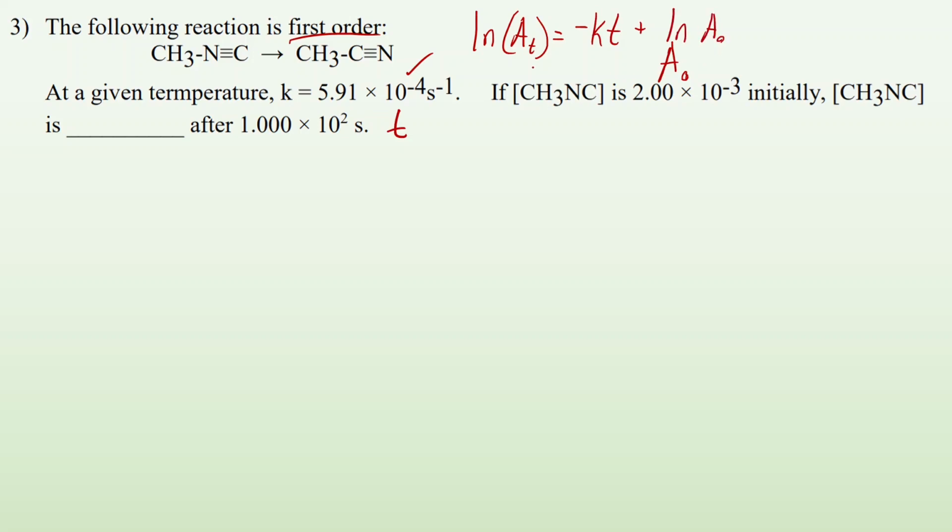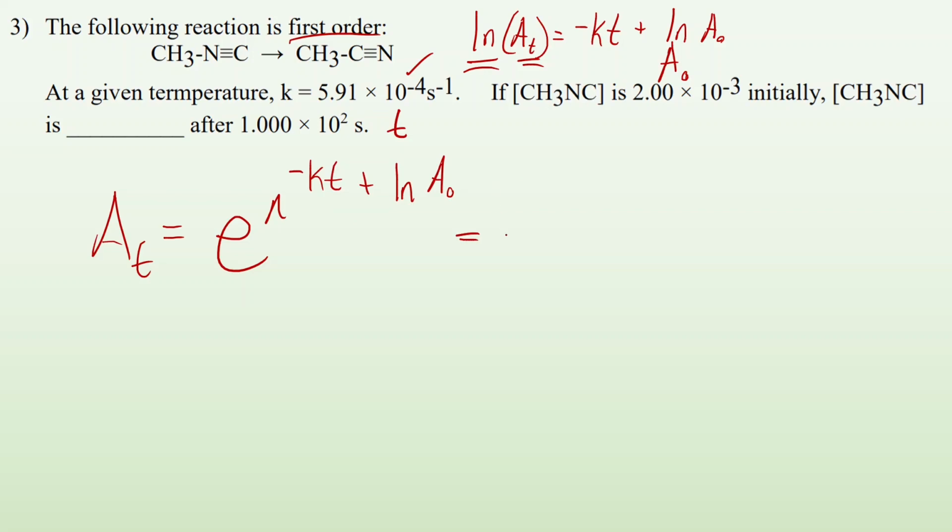In this one, we're trying to get At. The way we get rid of the natural log is we put the whole other side to the base of e. So we're going to end up with the amount at some time equals Euler's number, e to the negative kt plus the ln of A0. They gave us k, they gave us t, and they gave us the amount that we started with. So now we can just plug and chug.